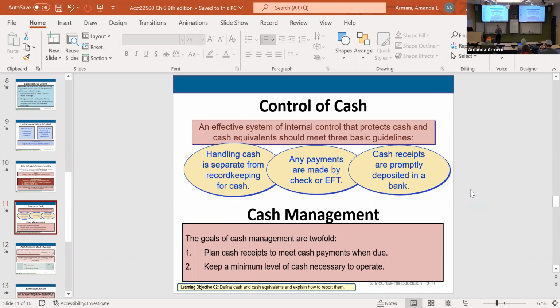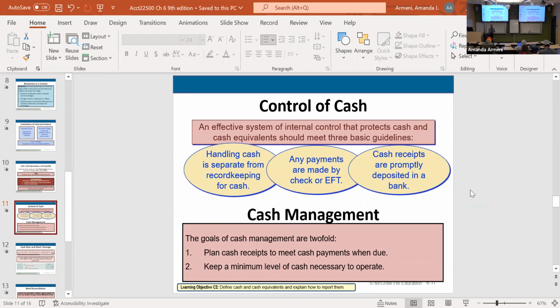So we keep a minimum amount of cash on hand, meaning in our checking account, that we can use to pay off bills, that we can use for payroll purposes, and anything above that minimum amount that we need, let's put it into an investment account. Let's earn a return and make more money on the cash that we have, right? I don't want it just sitting around. I want it to work for me. So let's invest it, okay?